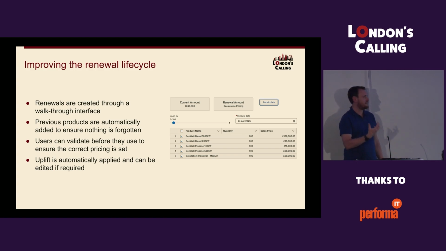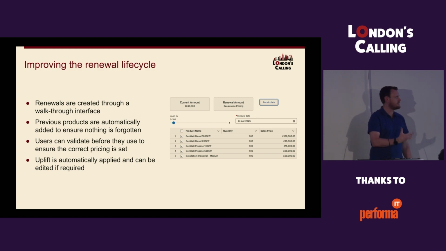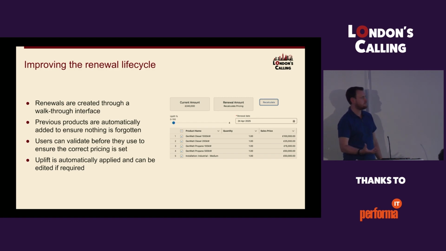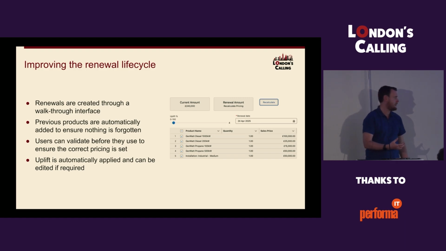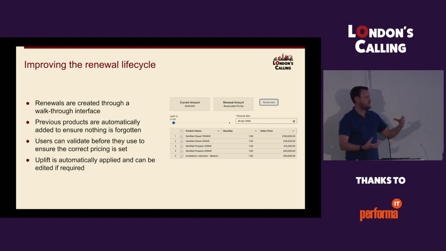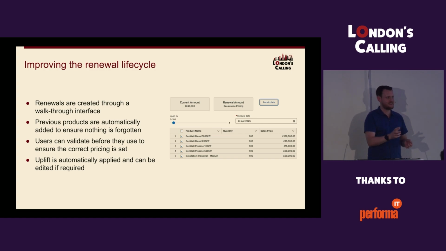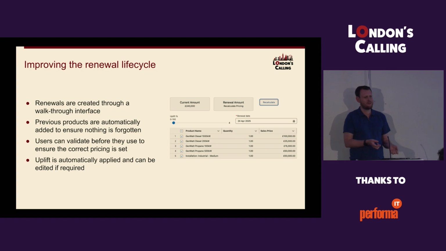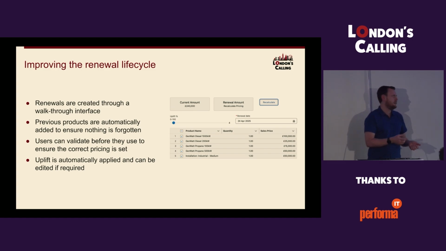But from within here, what we're doing is we're creating renewals through a walkthrough interface. So we're making it easier for the sales team to process that. We're bringing the products automatically in, so we're ensuring things don't get forgotten about, because that's where some of the mistakes are going to happen, right? What products were on that original one? Oh, I can't remember. We're allowing the users to validate what they're doing before.